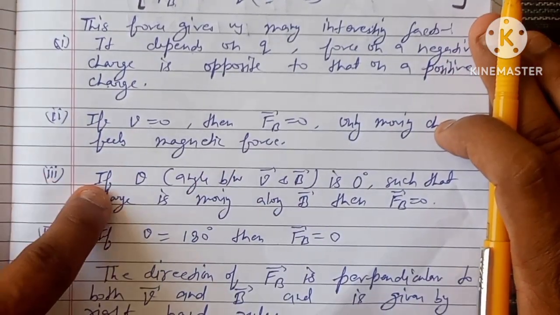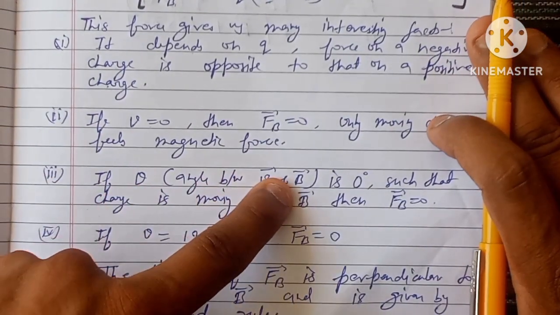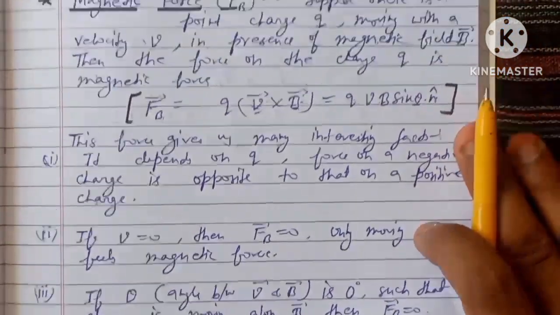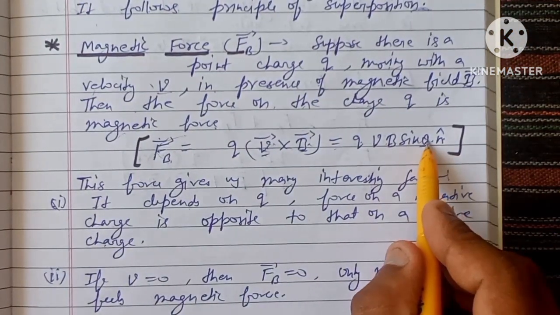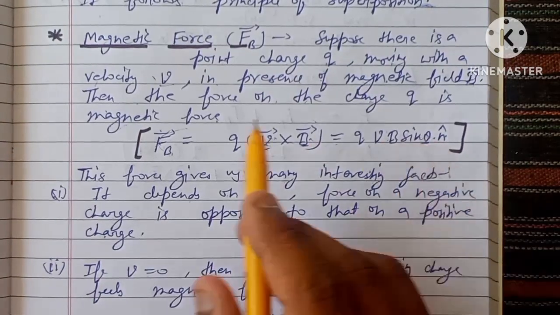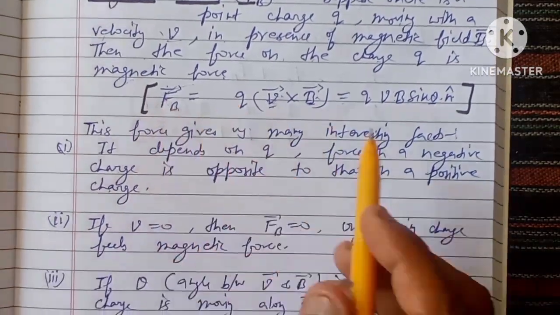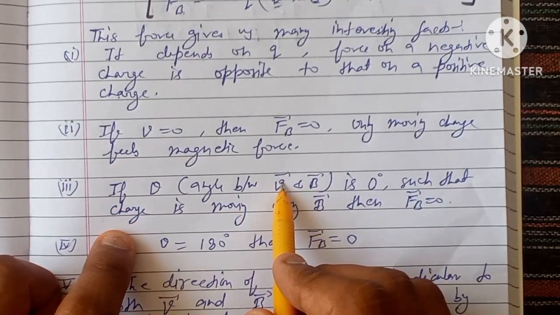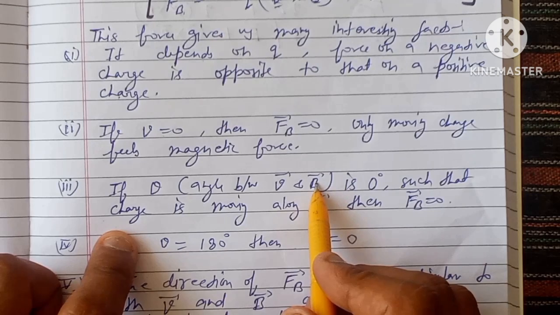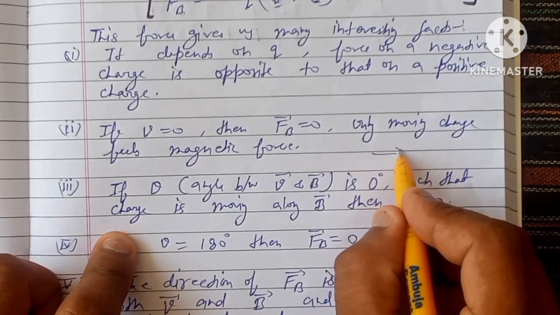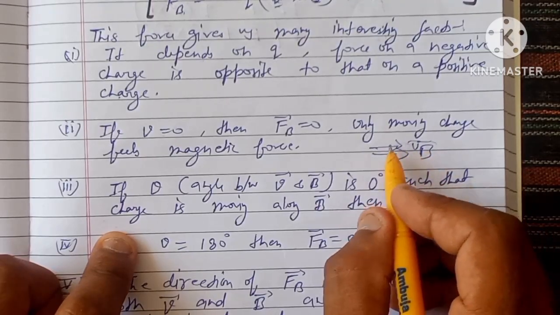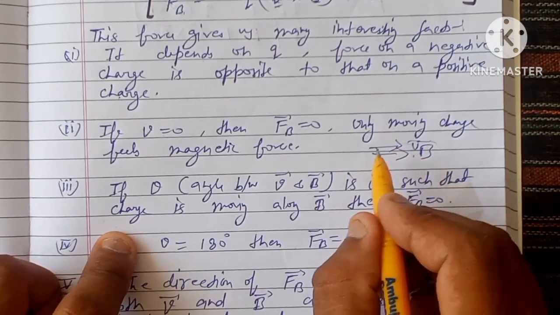Third point is, if theta, the angle between V and B, is 0 degrees, then sine 0 is 0. So the force will become 0. This means if the velocity of the charge is along the magnetic field, let us suppose the magnetic field is in this direction and the charge is also moving in the same direction, then there will be no force exerted by the magnetic field on this moving charge.